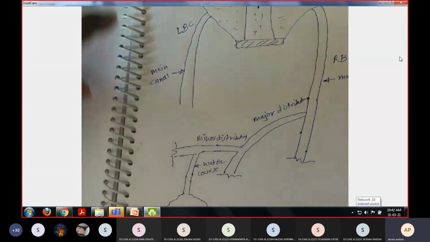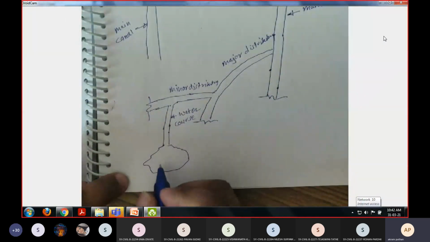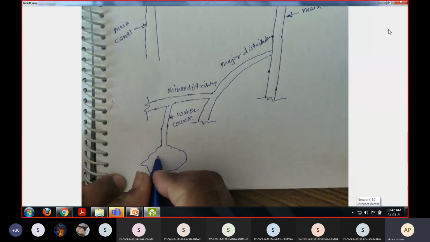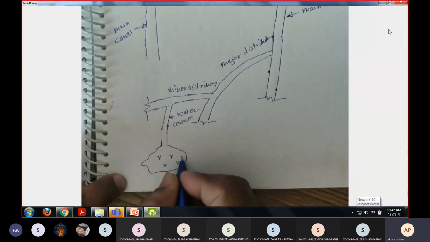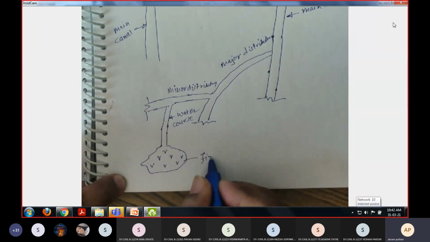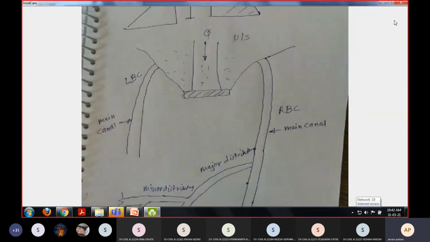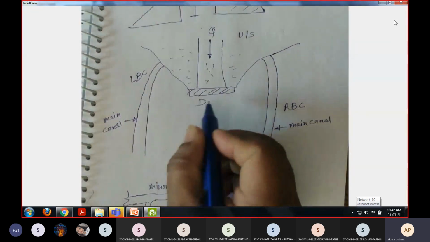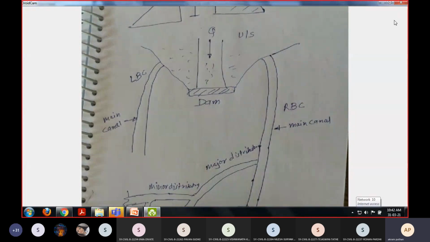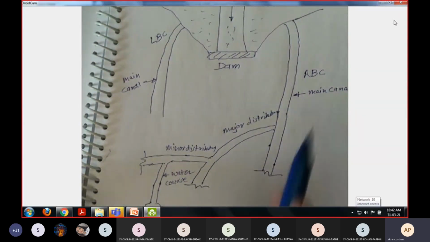This is our field. Here we take the crop. These are the different types of crops. This is the field. So how do we distribute the water from a dam? This is a particular dam. So how do we distribute the water up to the field?